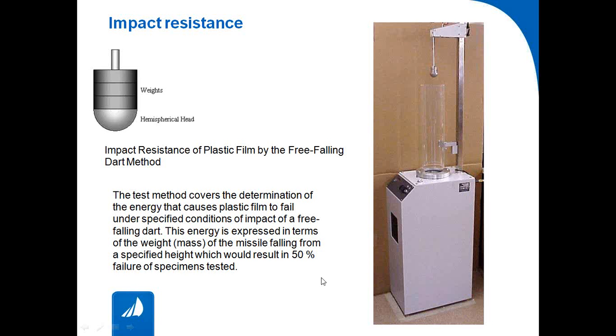At a particular load, 50% of the samples pass and 50% of the samples fail, because there is always a minor variation in thicknesses and properties of the laminates. That is the value we consider, and from there we get a feel of the toughness of this material.